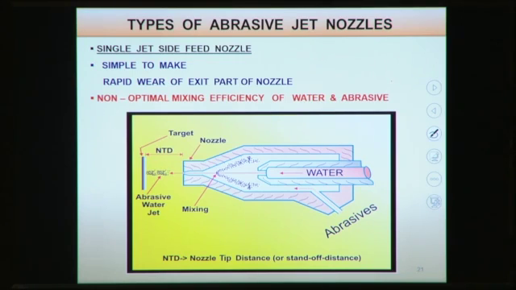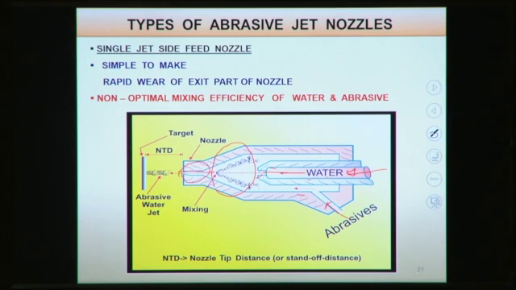Here you can see the single jet side feed nozzle. Single jet means the water jet is coming at the center, but the abrasive particles are side fed. High pressurized water is coming through this orifice, and from this side the abrasives are sucked into the mixing chamber. In this mixing chamber, the high velocity water jet is mixed with the abrasive particles, and then it comes outside through this nozzle.